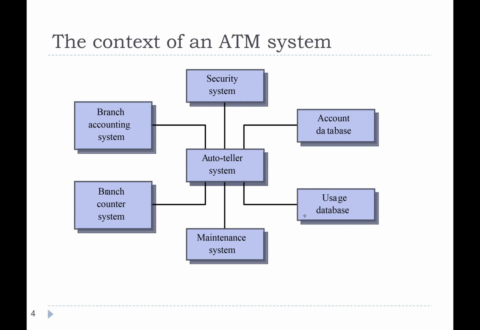So in this particular context of an ATM system, we have the ATM system in the middle, and then we realize what are the things that we're going to be dealing with. We're going to be dealing with databases, certain maintenance systems, a security system, a branch accounting system. All of those I'm going to be dealing with at some point. Now, some of those I'm going to be dealing with because they want something from me, and with some of them, the system will be dealing with them because I want something from them. Now how does that work?